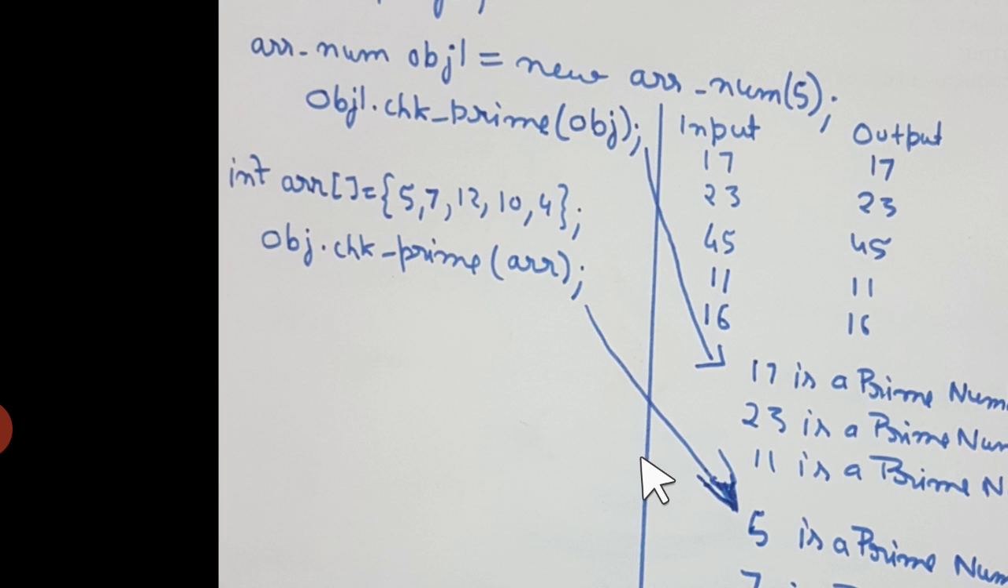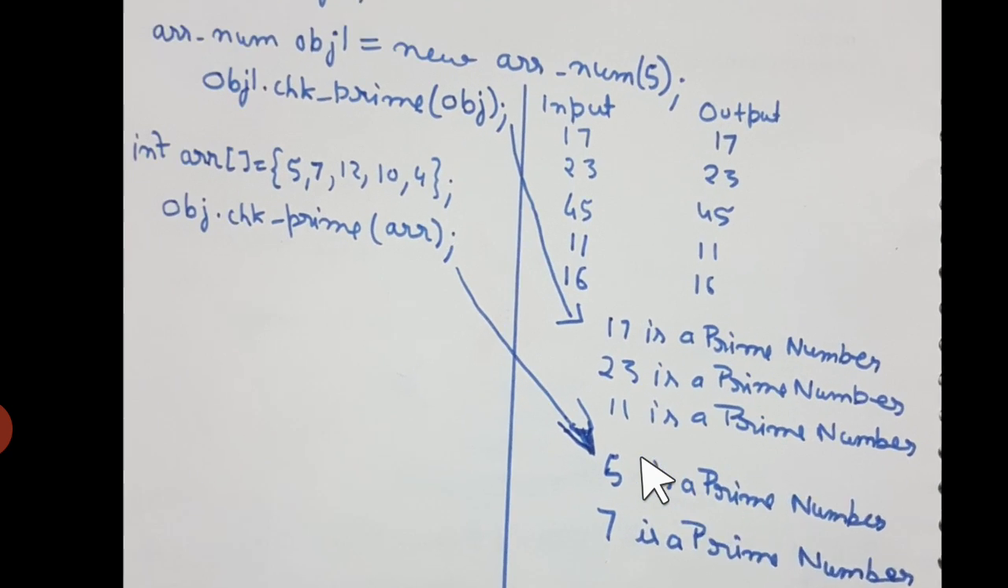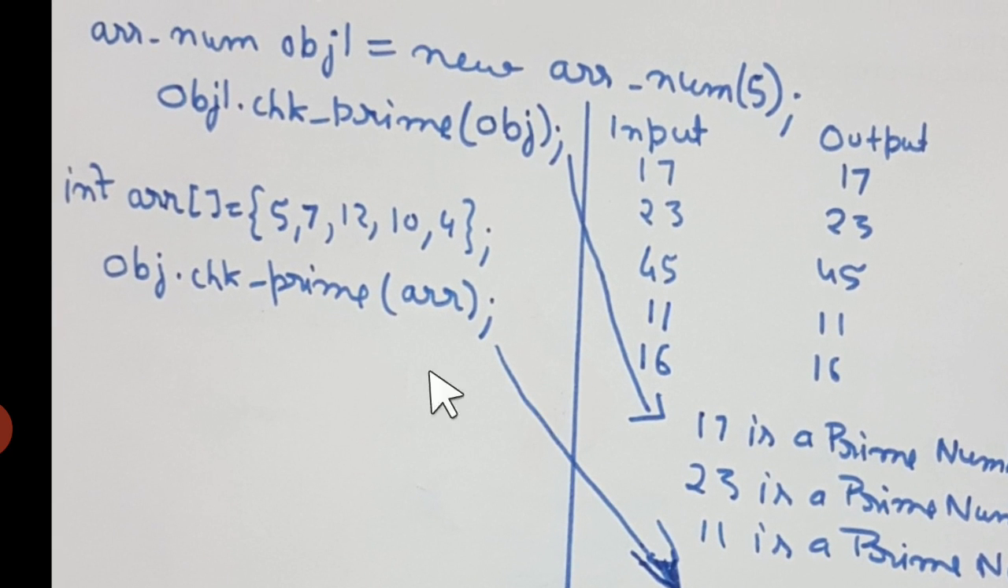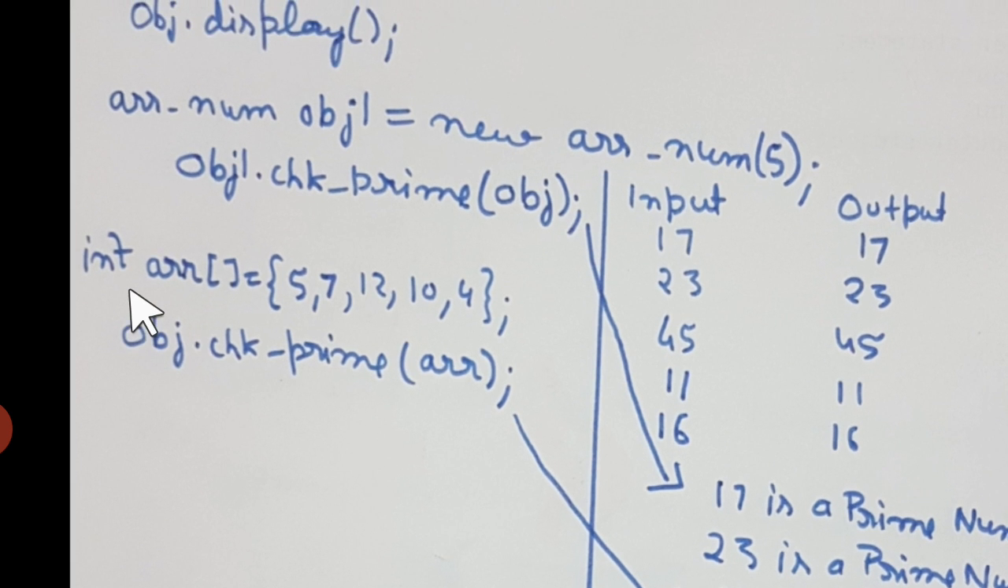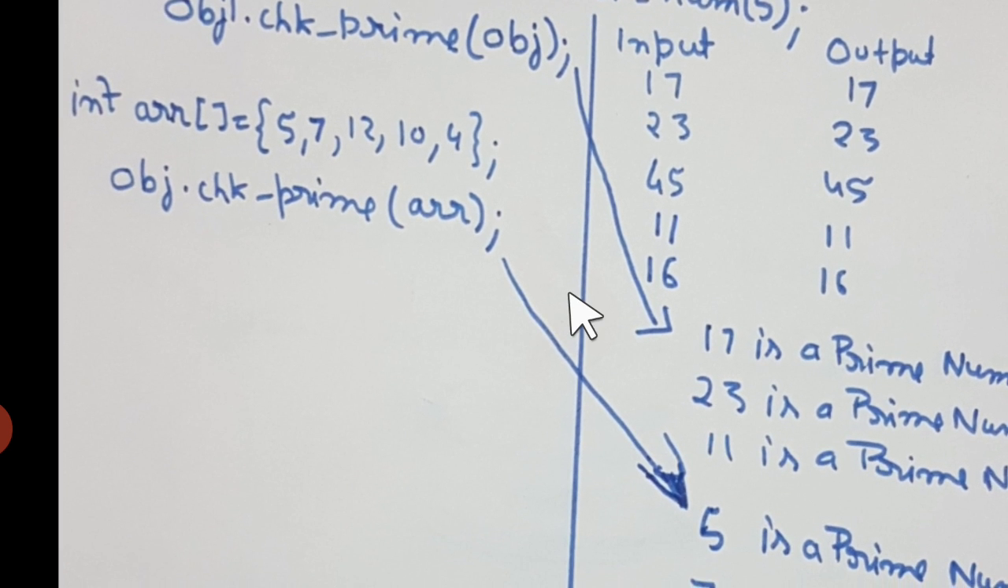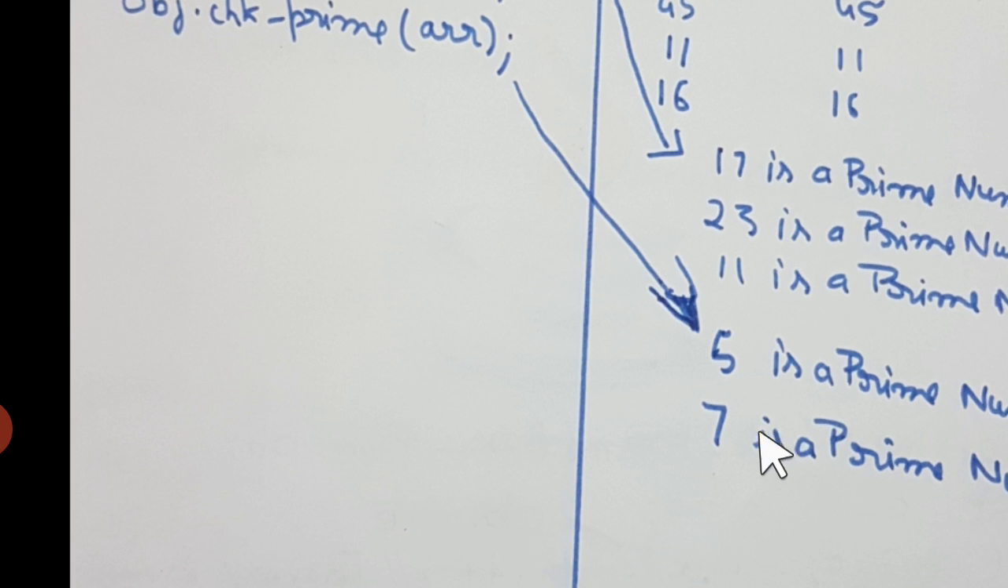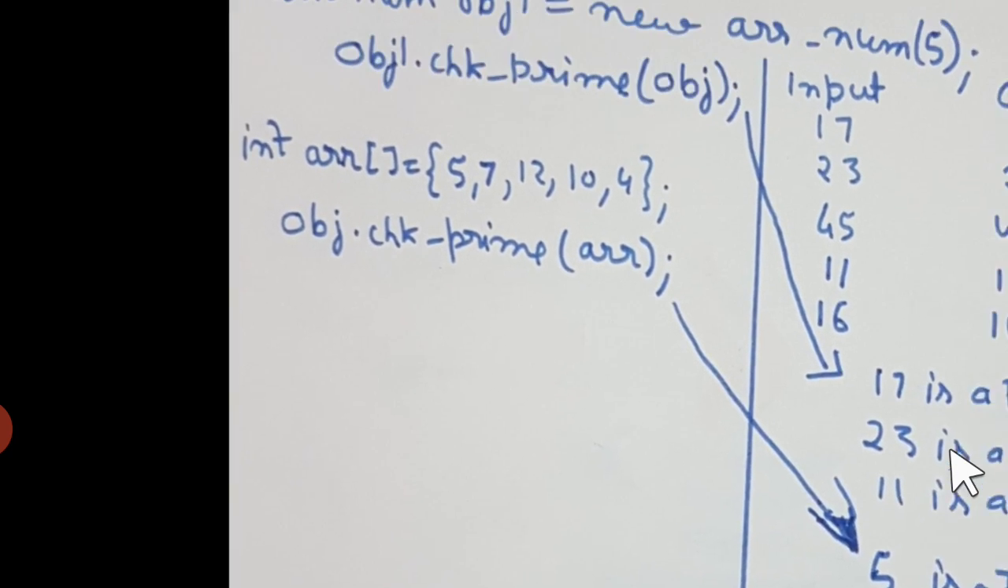After that, you can see we have to invoke the function which has an array as the parameter. So we write here int arr[] = {5, 7, 12, 10, 4}. These are the 5 elements which are stored in arr. And then again I call obj.chk_prime, but this time with the array, and I pass this array through this function. And now what will be printed? The prime numbers which are here, 5 and 7, are going to be printed. So that will be the output: 5 is a prime number and 7 is a prime number. Is it clear to everyone?